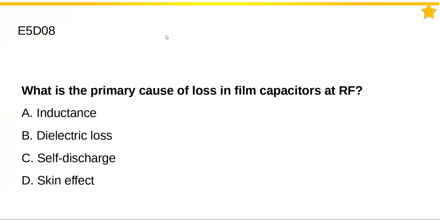So what's the primary cause of loss in film capacitors at RF? Because in a capacitor, remember, it's essentially two plates separated by a dielectric. So at high frequency, you've got two conductors. And what happens at high frequency in a conductor? The current is carried on the surface. So it's going to appear more resistive. It's going to have more effective series resistance in that component at higher frequencies. Skin effect. Due to skin effect.